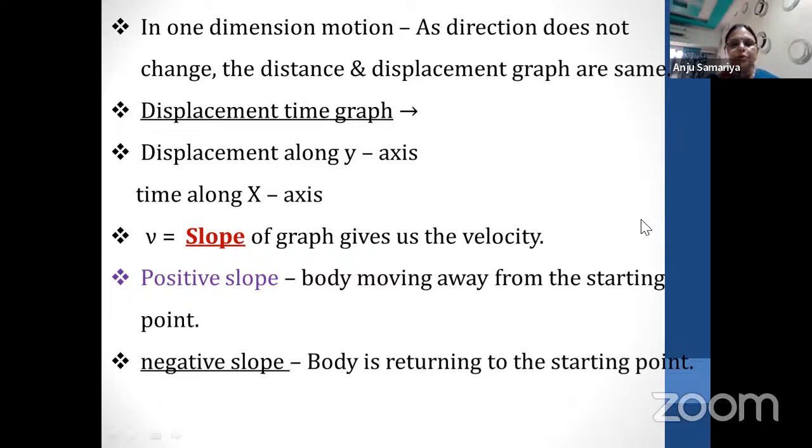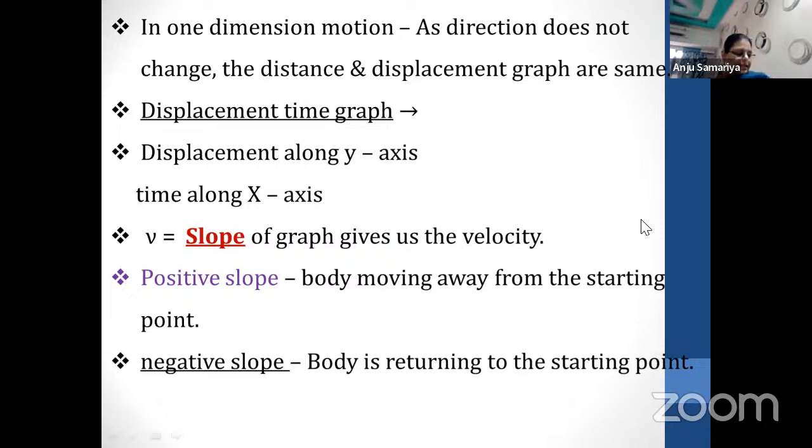In one-dimensional motion, the direction does not change. This is what we have seen, the rectilinear motion along a straight line path. Since it is a straight line path, the direction is not changing, and since the direction is not changing, the displacement and distance remain the same. The distance and displacement graphs remain the same unless there is a change in direction.